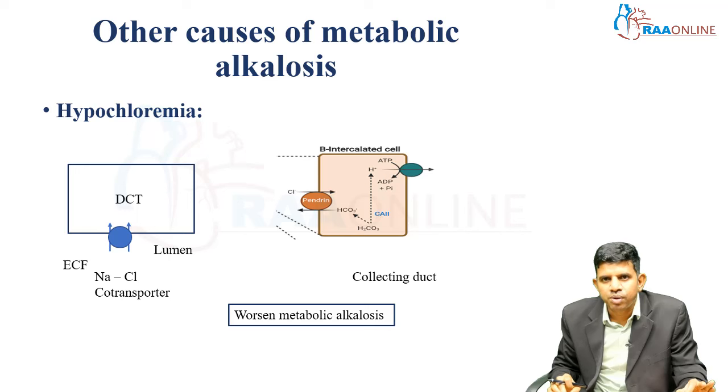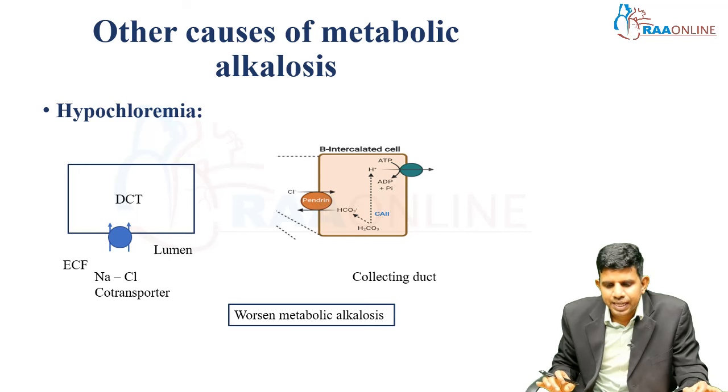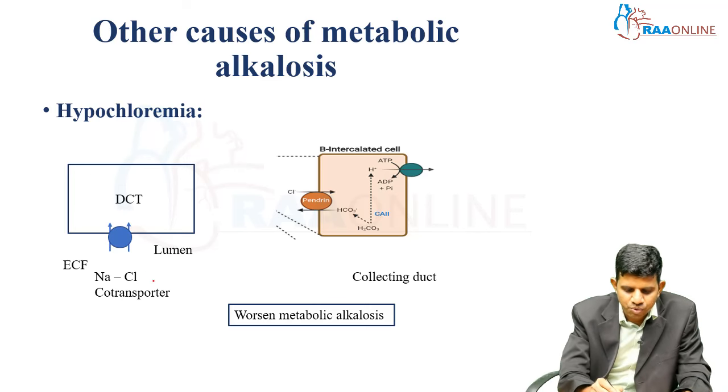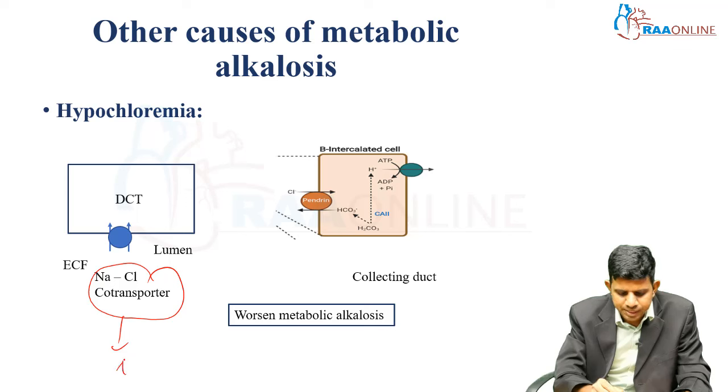The other is hypochloremia. Okay, all metabolic alkalosis is associated with hypochloremia. In a GI cause of metabolic alkalosis, the correction of hypochloremia is very, very important. Why is it very important? There are two reasons. There is a sodium chloride co-transporter. This is inhibited by our thiazide diuretics.